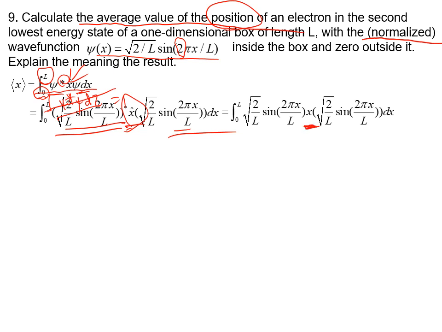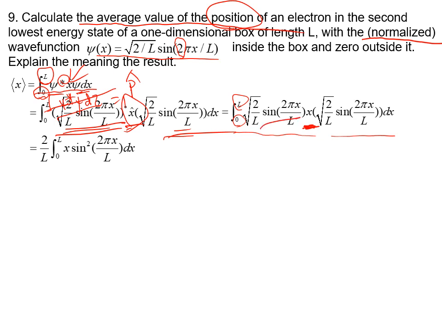Now again, if you're asked to calculate the average value of momentum, then you should use the momentum operator here. Okay, wave function, momentum operator, and then wave function. And here it is position, so just times x. And then integrate over the whole range, in this case from 0 to L.